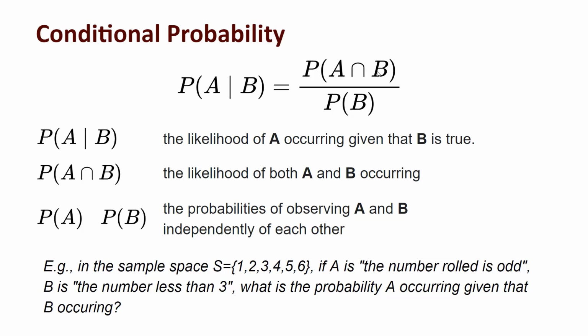Another commonly used probability is called a conditional probability. This actually is closely linked to Bayes' theorem, and we'll talk a little bit about that later. So what it says is that P(A|B) here is the likelihood of A occurring, given that B is true.